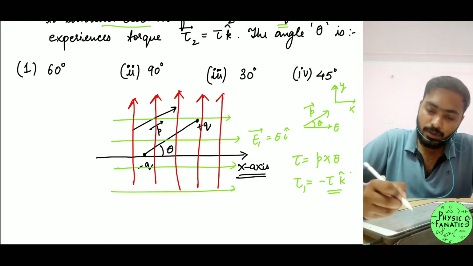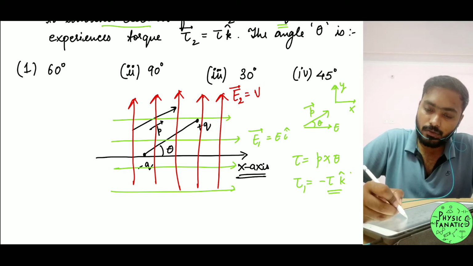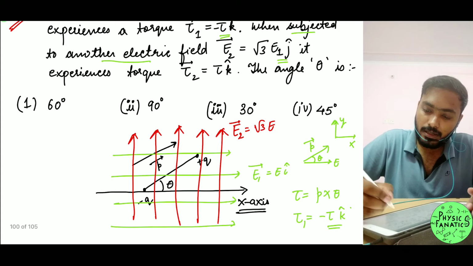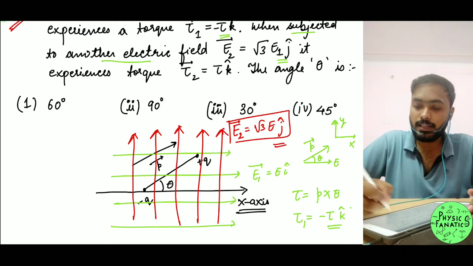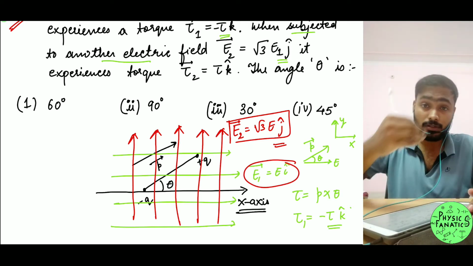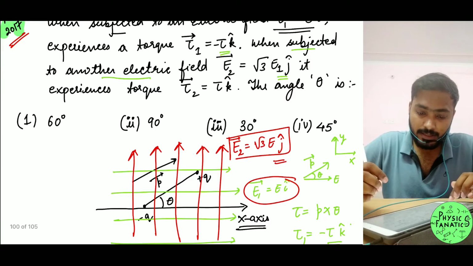So I have one more electric field, and this E2 actually has the magnitude root 3 times E j cap. Okay, great. So I have both the electric fields. One is along the x-axis, another one is along the y-axis, right? I hope that is understandable.